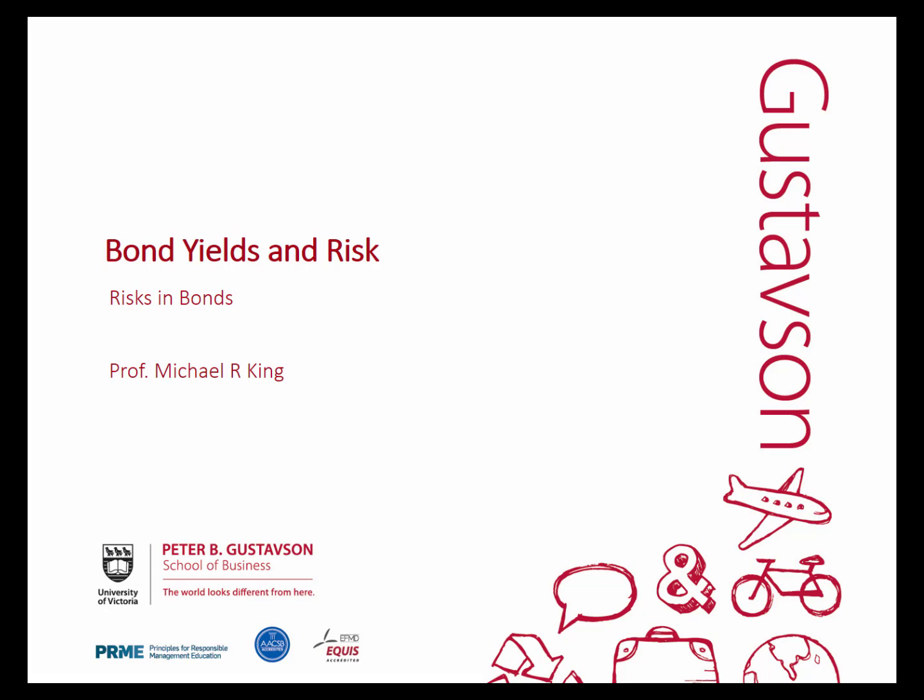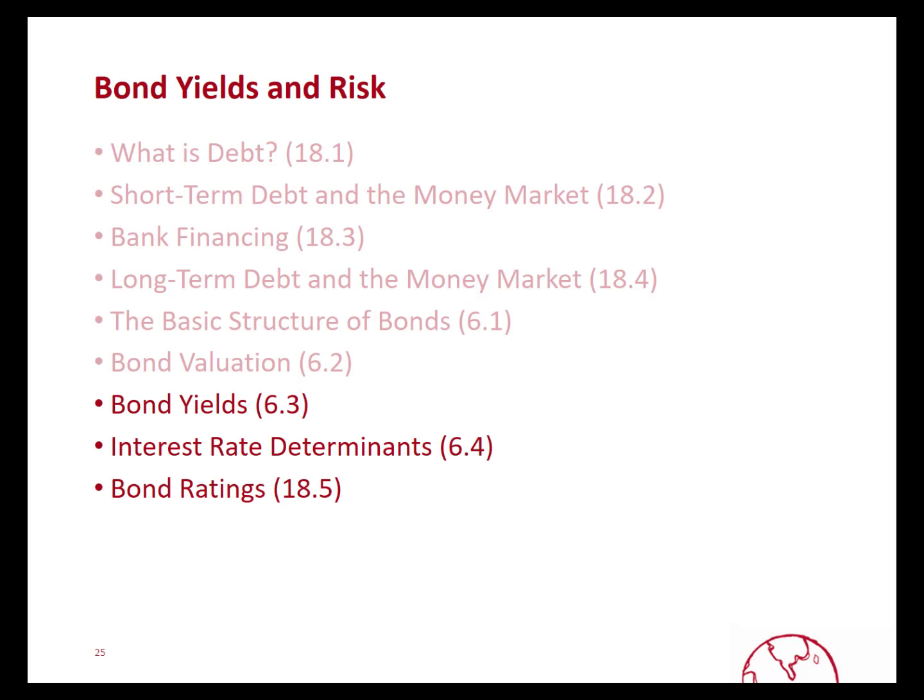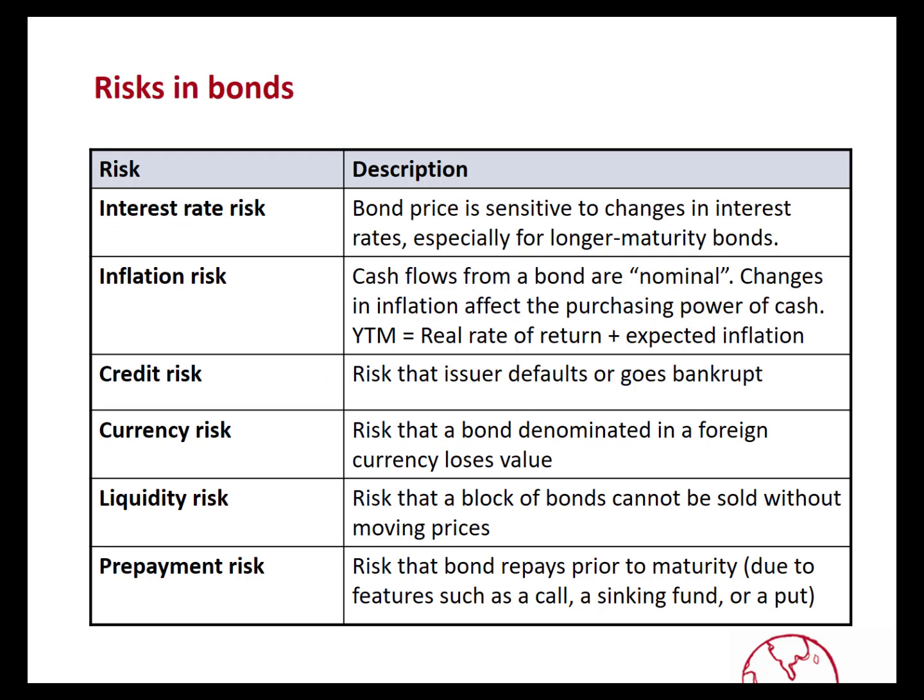We're going to talk again about other risks in bonds. This is going to be sections 6.3, 6.4, and section 18.5 from Booth, Cleary, and Rikita. So here's just a table that summarizes some of the common risks that you will find in bonds.